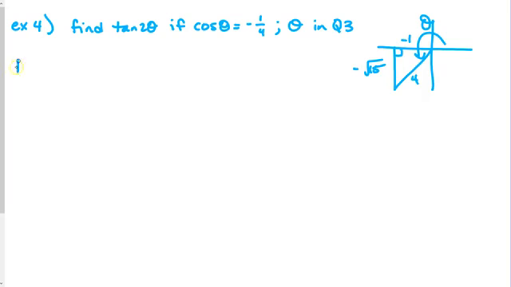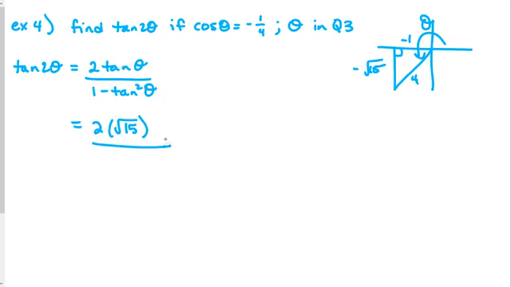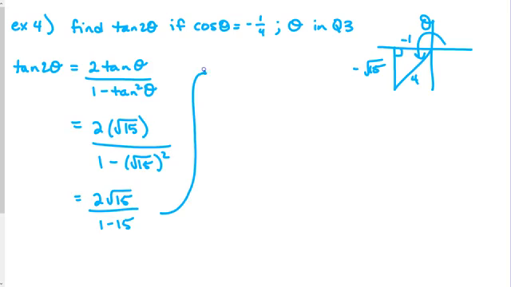So then, using the identity for tangent 2 theta, we're going to need 2 tangent theta over 1 minus tangent squared theta. So looking at the picture, the tangent of theta, negative square root 15 over -1, is positive square root 15. So we have 2 times square root 15 over 1 minus square root 15 squared. So we have 2 square root 15 on the top, and we have 1 minus 15 on the bottom. So we have 2 square root 15 on the top, and the bottom is -14. And we can reduce, and we get negative square root 15 over 7.